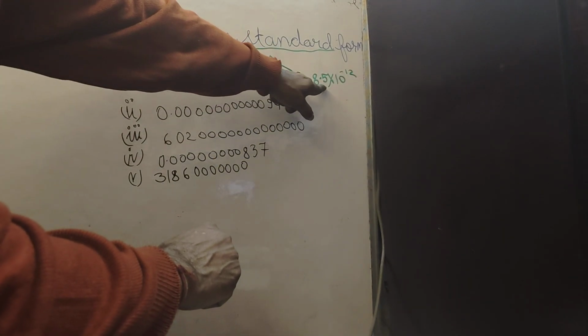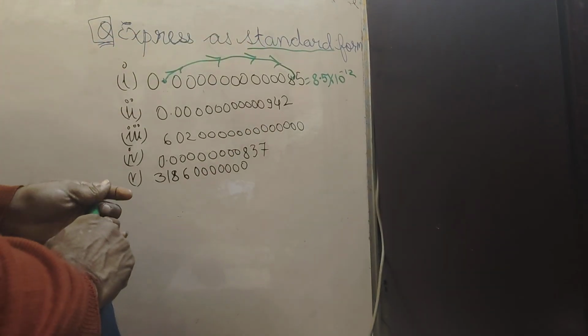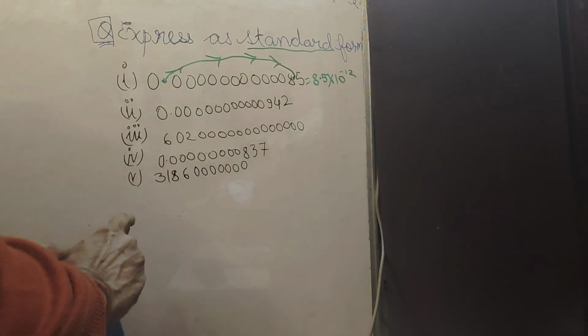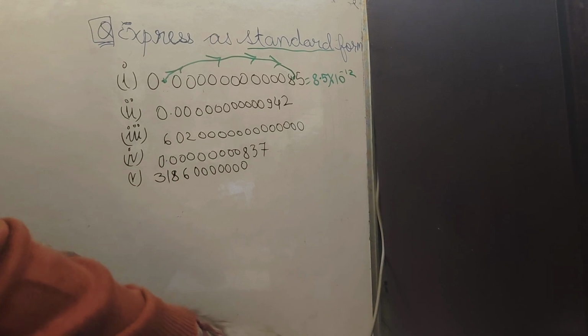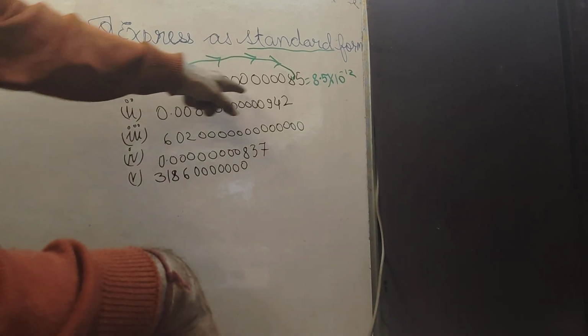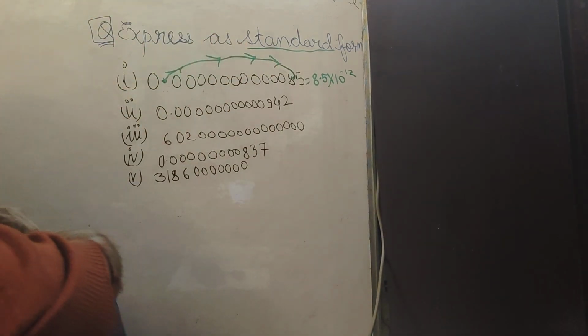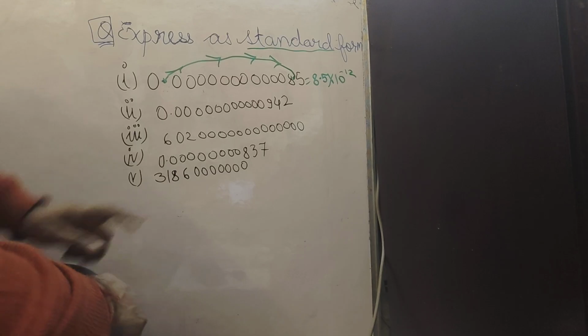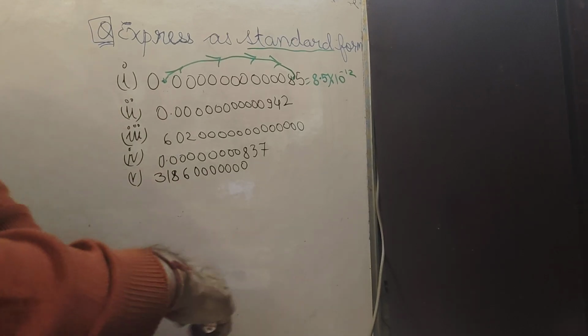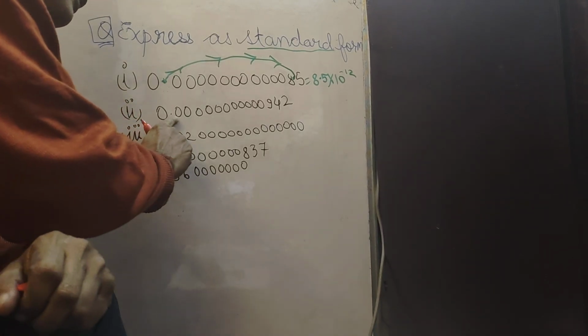So the correct answer is 8.5 times 10 raised to the power minus 12. This is called standard form. So this very small value is represented as 8.5 times 10 raised to the power minus 12. Now the second one.